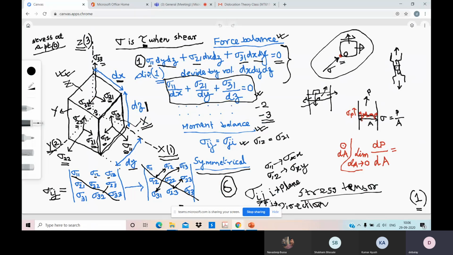But if it is under static equilibrium, it is stationary and you are applying stress, then there needs to be force balance and moment balance. Force balance gives certain equations that we have derived. Moment balance tells that sigma ij equal to sigma ji. So the stress tensor is symmetrical. Therefore, if you know the 3 normal components and any 3 shear components, you can write down the entire stress tensor. So there are 6 independent stress tensor components.